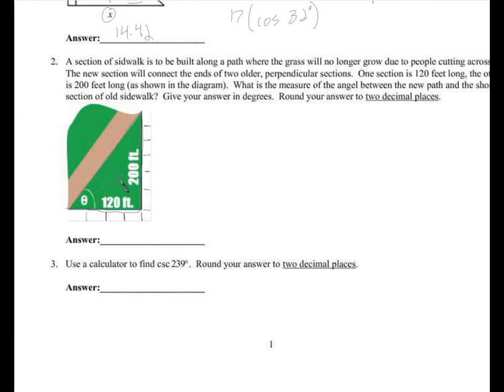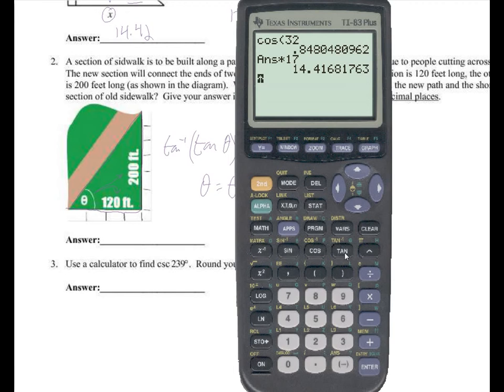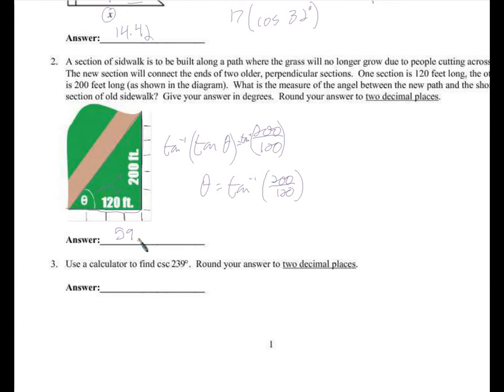Well, this is what you'd call the opposite side. This is what you'd call the adjacent side. So the tangent of theta should be equal to 200 over 120. Okay. To figure out what theta is, we take the inverse tangent of both sides. And theta is equal to the inverse tangent of 200 over 120. And we'll grab our calculator. Inverse tangent of 200 over 120. 59.04 degrees, because we're in degree mode.